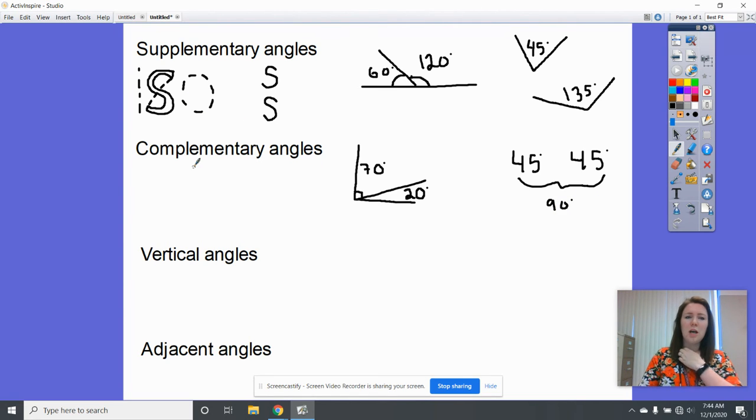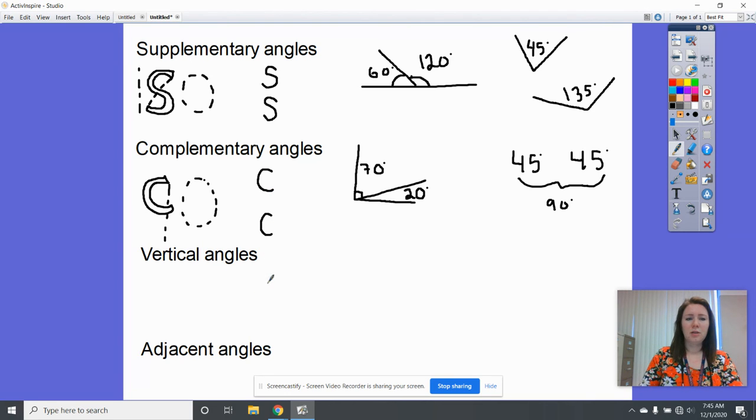Some strategies to help you remember complementary is that the C in complementary can turn into a 9 for 90 degrees. So that can help you remember 90 degrees. Also, C is complementary and C is corner. A corner is 90 degrees. So that's another way that you can remember them.